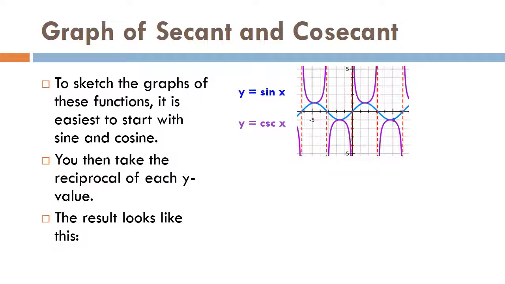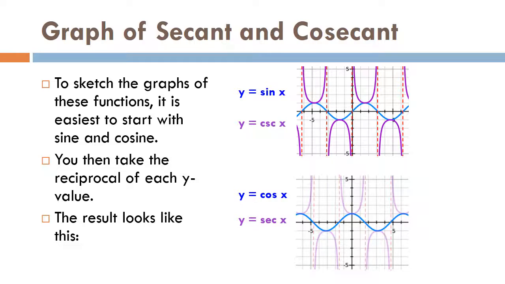The easiest thing to do for these is to actually graph the sine of the function and get that in as a preliminary sketch and then use that to draw the cosecant. Cosine is the same way. If you graph the cosine first, put in the asymptotes, then drawing the secant is very easy.